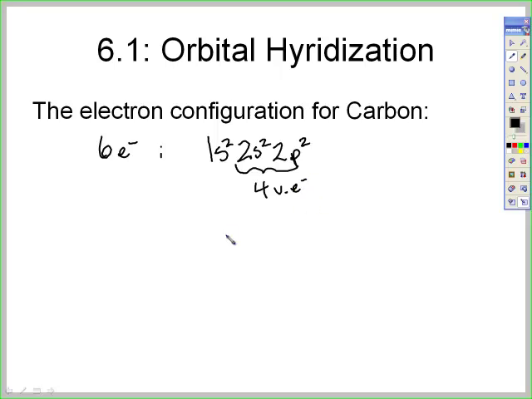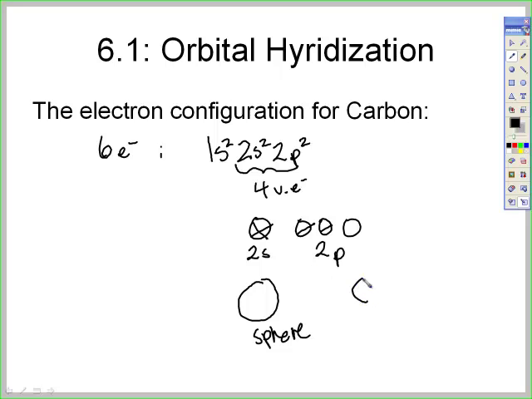If I were to draw the orbital notation for that, just the valence electrons, in 2s I would have 1 orbital and there would be 2 electrons. In 2p, there would be 3 orbitals and 2 electrons spread out in 2 of the 3 orbitals. Now remember, the 2s orbital is going to look like a sphere. The 2p orbitals are going to look like peanuts, 1 in each plane, so the XYZ plane.